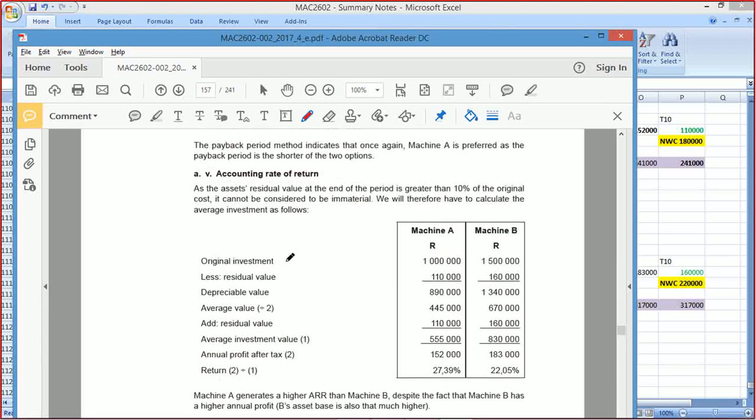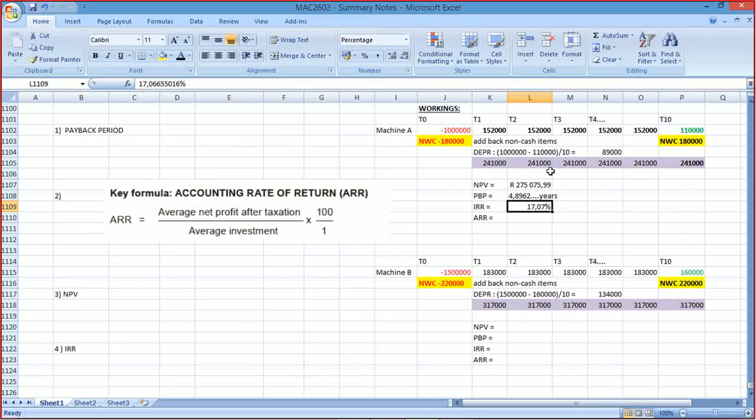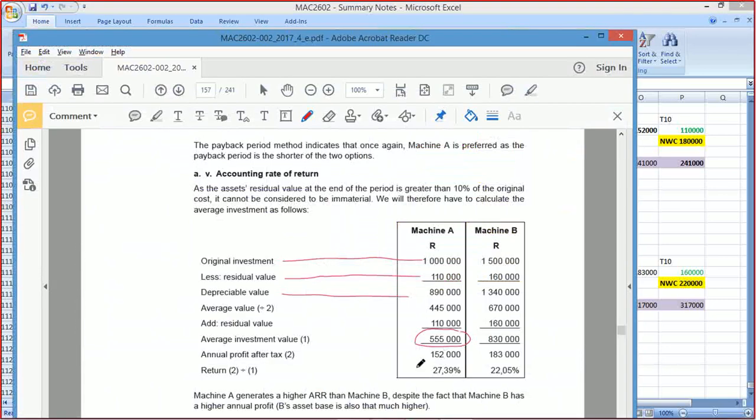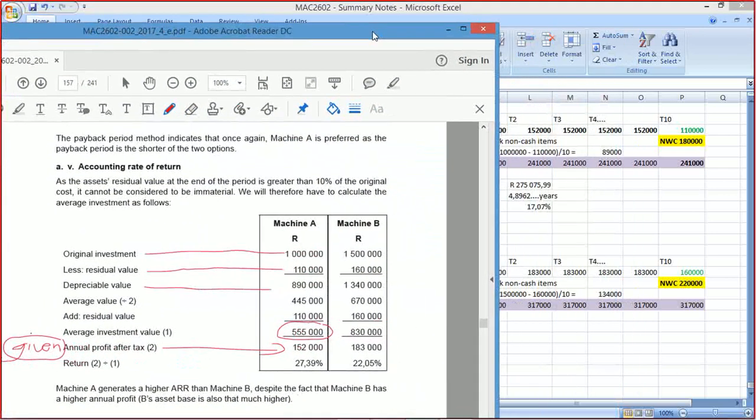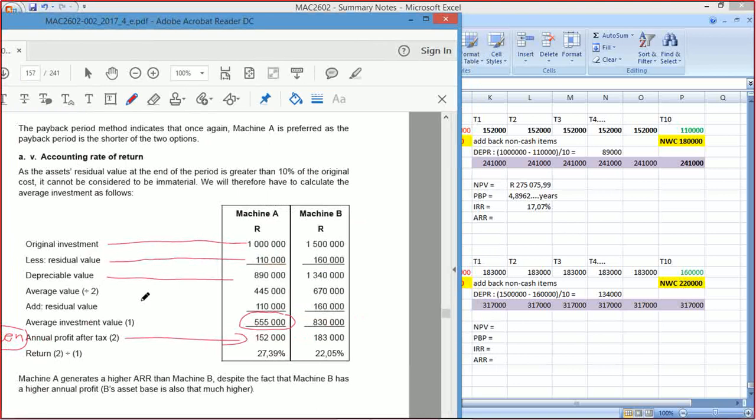Okay, so the original investment, that's what we had. Residual value, depreciable value, residual income, average investment value. That was the average investment value. The annual profit after tax we worked out, so it was the 152. Yeah, there's the 152. That was given. So you just had to work out the average investment.